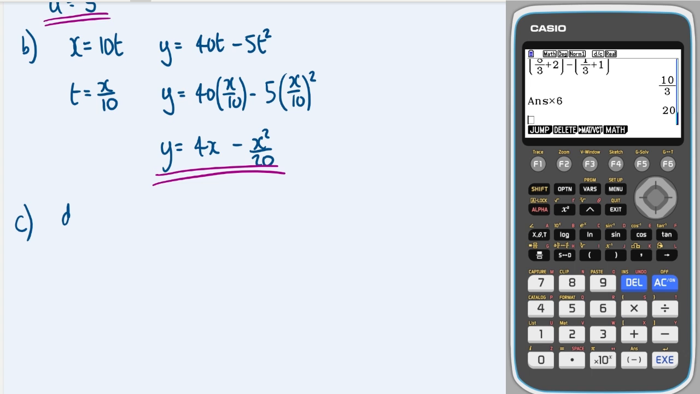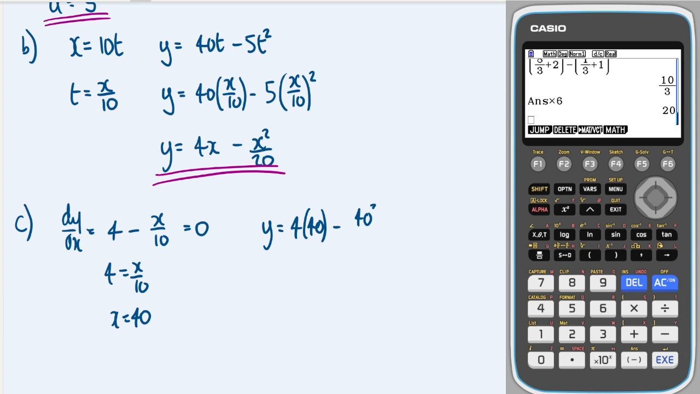So I could differentiate the function, and that will give me 4 minus x over 10, and set it equal to 0, which gives me 4 is equal to x over 10, which gives me x is equal to 40. We want the highest y value, so I would just sub that into my y equation. Yeah, like so. And I get 80. So y equals 80 meters.